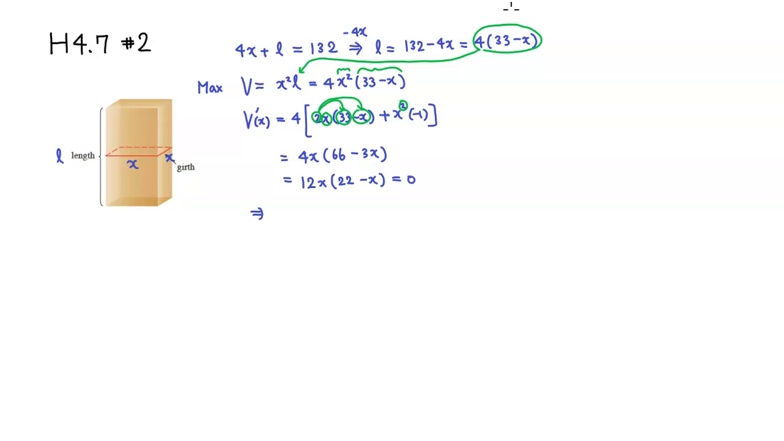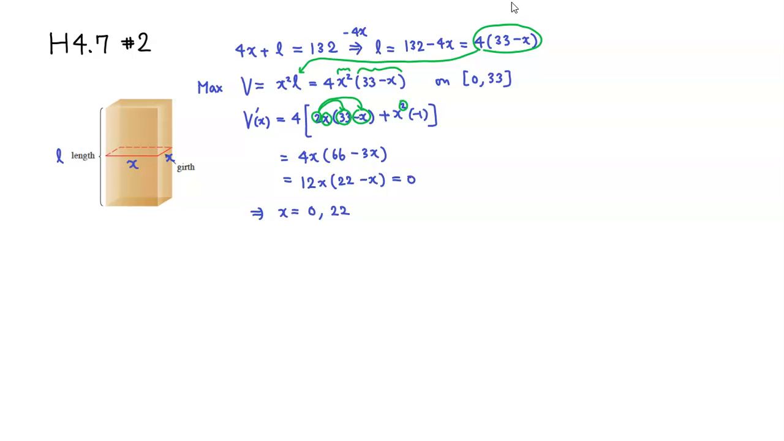So the critical numbers are x equals 0 from here, and also 22. Then we can find the restriction on the x value. x has to start from 0, and the largest possible x is when you have no length, so 4x equals 132. 132 divided by 4 is 33, so 33 is the biggest. So critical number 0 is also the left endpoint, then critical number 22, and the right endpoint is 33.